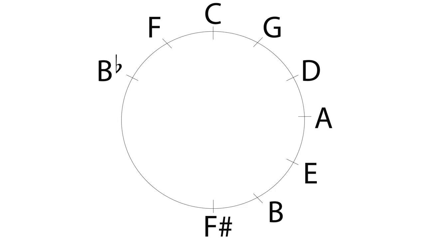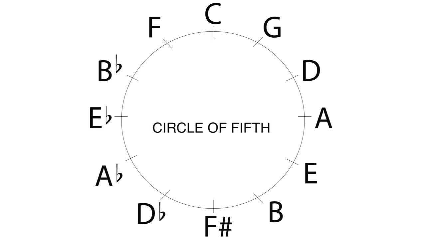After B flat, you will get E flat, another 7 semitones down, and A flat, and finally, another 7 semitones down, you will get a D flat. There you go. You're done with the basic construction of your circle of fifths.